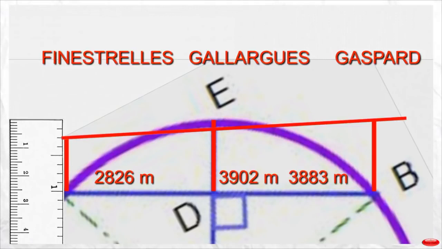Now we add the line connecting the peaks of Mount Fenestrelle and Mount Gaspard. As you can see, the expected globe bulge in the middle of the two mountains blocks the line of sight between the two peaks of the mountains. And as you can see in the actual picture, you can see much more than just the peak of Mount Gaspard.